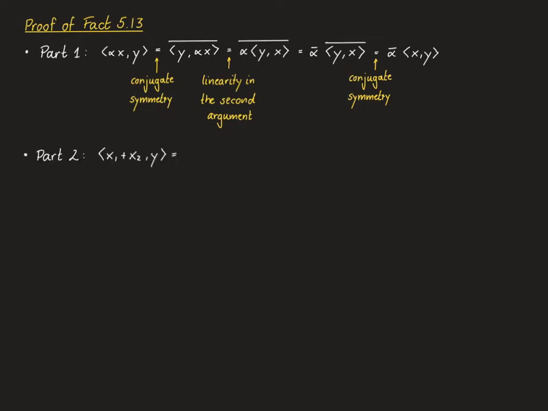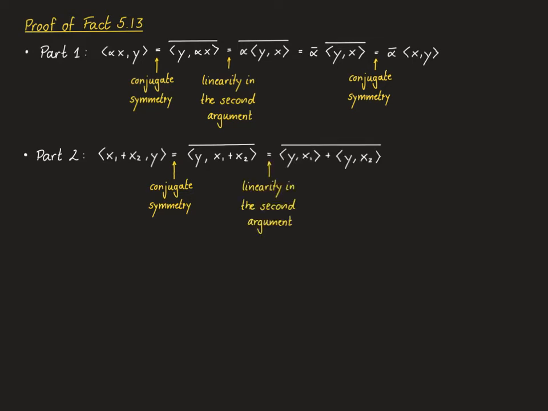The proof of part 2 works in a similar manner. We start with the inner product of the sum of the vectors x1 and x2 with the vector y. By conjugate symmetry, this is the same as the complex conjugate of the inner product of y with the sum x1 plus x2. By using linearity in the second argument, this is the same as the complex conjugate of the sum of the inner products of y with x1 and y with x2.